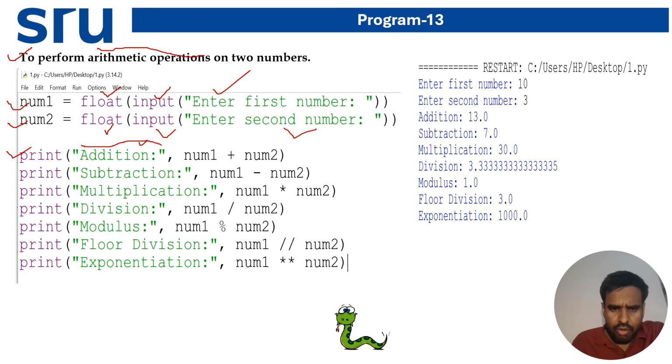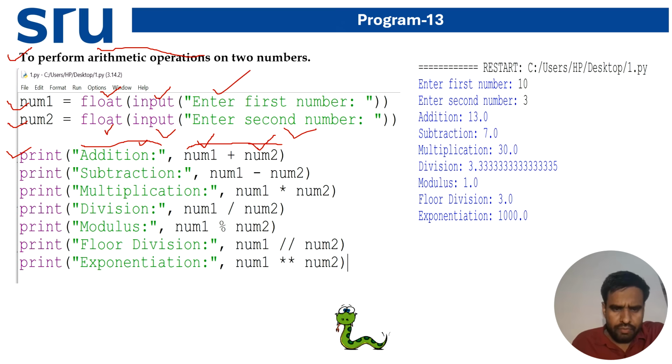Now I am doing the operation. The first operation is addition, num1 plus num2. What is the value given by the user in num1? It will be stored. And the value of num2 given by the user, after that it will be summed and will give the result.